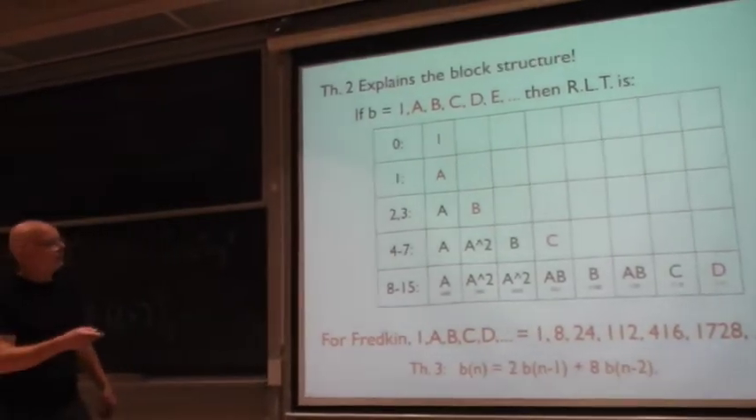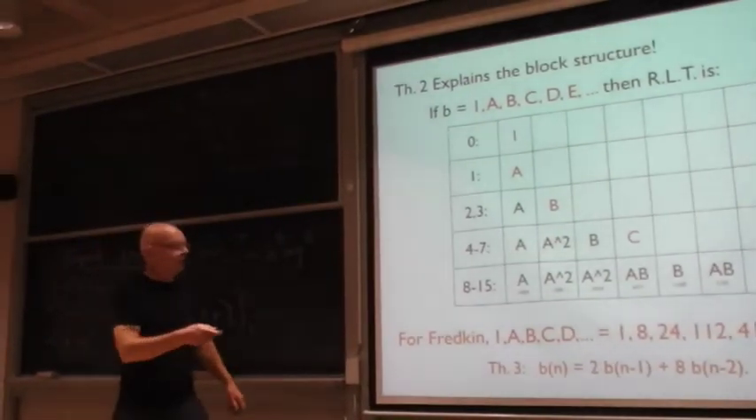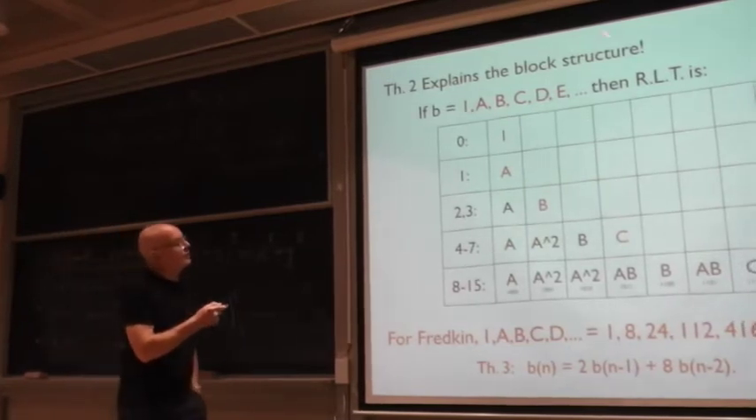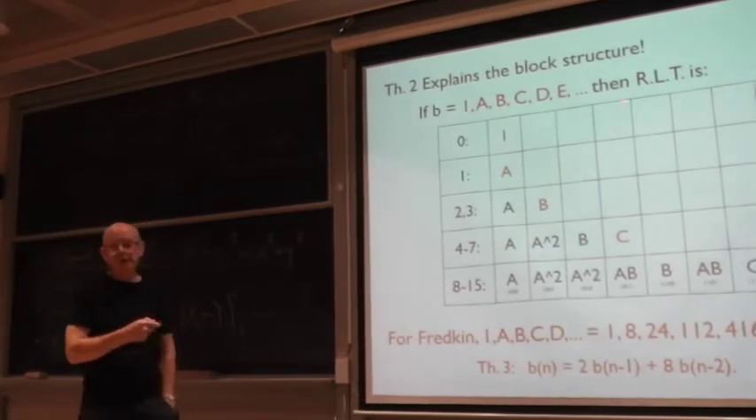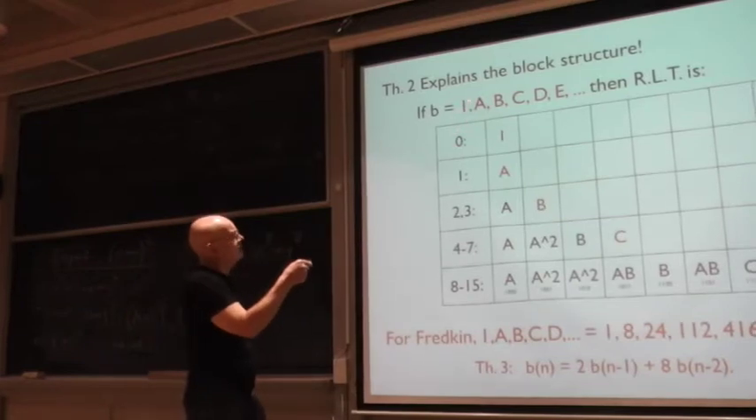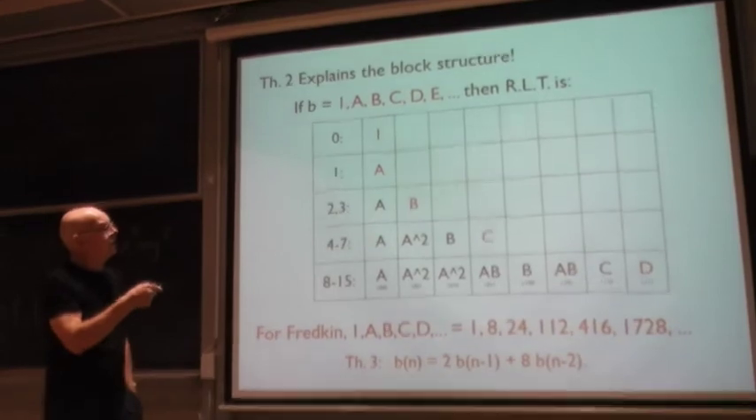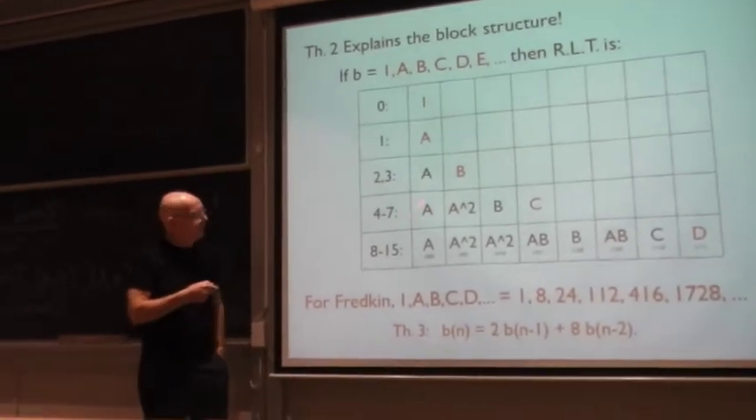Partial explanation of why we get this block structure. If you look in general at what happens when you take the run length transform of a sequence, suppose our starting sequence, the driving sequence, was 1, A, B, C, D, E. Look at the run length transform.